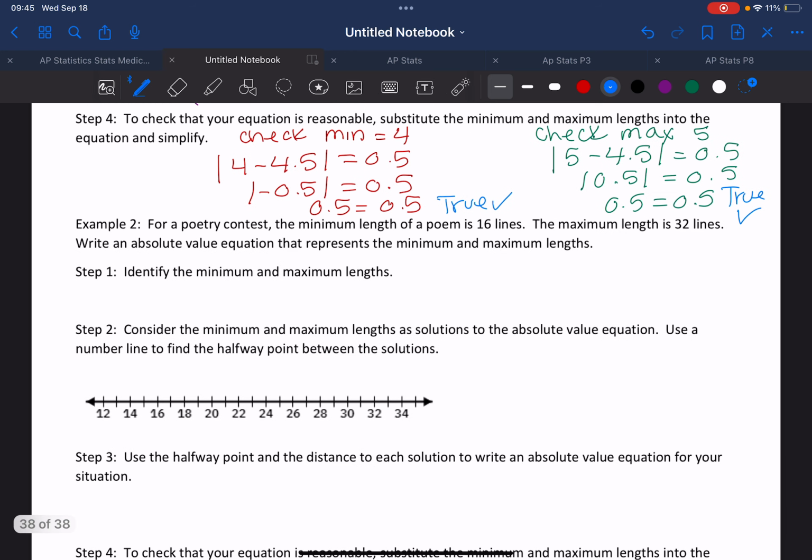Example 2 says, for a poetry contest, the minimum length of a poem is 16 lines. So I'm going to highlight that minimum 16 lines. The maximum length is 32 lines. Maximum 32 lines. Write an absolute value equation that represents the minimum and maximum lengths. So remember, first we identify them.